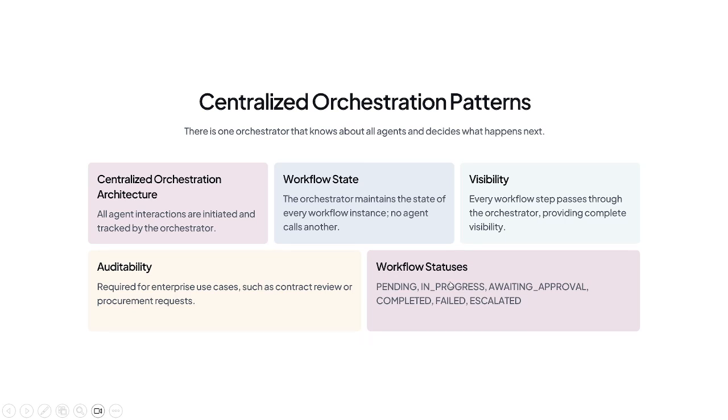The statuses implemented in this design pattern are pending. You can have a task that is pending, a task that is in progress, a task that is awaiting approval, a task that is completed, and you can have a task that failed, or a task that is escalated back to the orchestrator or to a human in the loop. So this is how the centralized orchestration pattern works. It acts as the central coordinator and does not allow agent to agent communication.